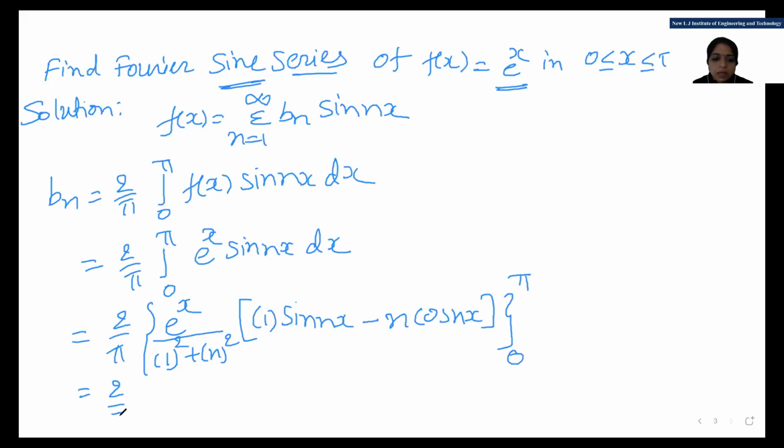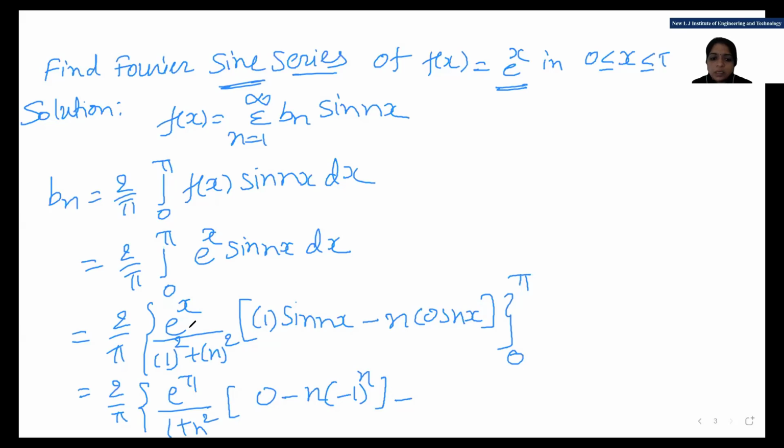So 2 by pi. After substituting upper limit, we have e raised to pi upon 1 plus n square. Sin n pi is 0 minus n cos n pi. If I substitute here pi, that is cos n pi. Cos n pi is minus 1 raised to n. So this is the value of upper limit.